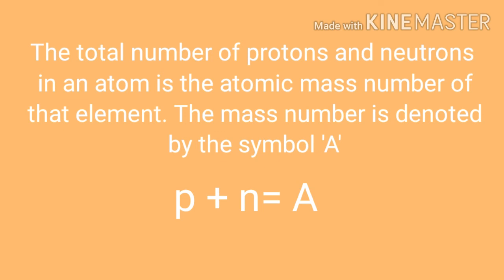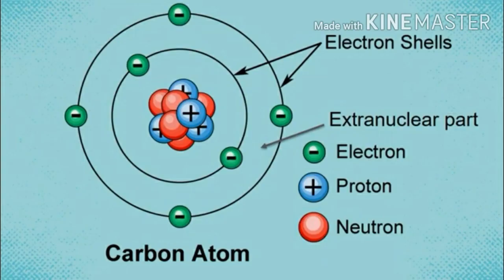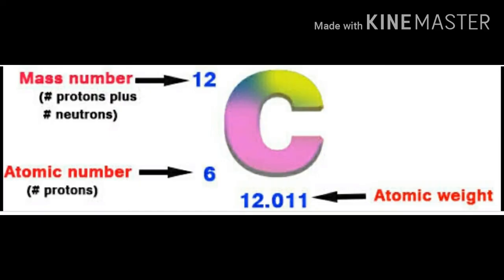Atomic mass number. The total number of protons and neutrons in an atom is the atomic mass number of that element. It means the total number of protons plus neutrons, P plus N, is equal to the atomic mass number. This atomic mass number is denoted by the symbol A. Now we'll see how the atomic mass number and atomic number are represented symbolically.